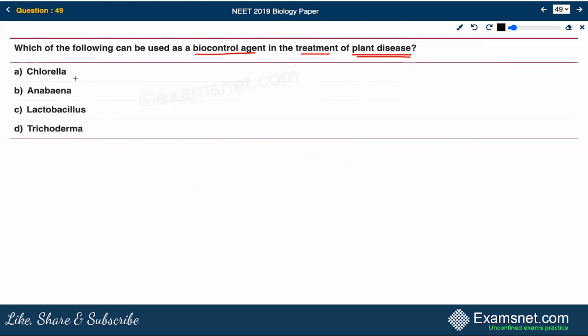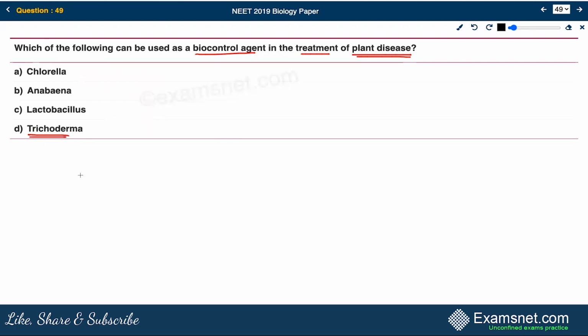Now let me tell you, Chlorella is basically a unicellular alga. So this is generally used as food. So that is not used as a biocontrol agent. Anabaena is used for nitrogen fixation. Again, that is also not used for treatment of plant diseases. Lactobacillus is basically a lactic acid producing bacteria. All right, that has its own importance because it converts milk into curd. So the only option left here is Trichoderma.